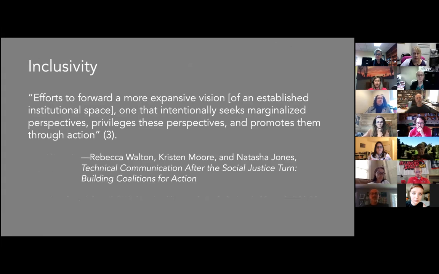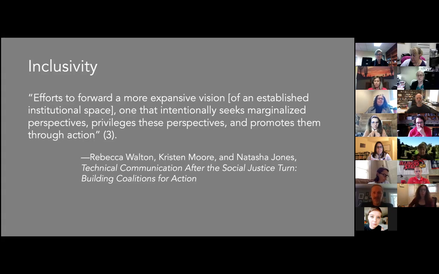And so this is a definition of inclusivity that I've been working with, and it's from Rebecca Walton, Kristen Moore, and Natasha Jones' book, Technical Communication After the Social Justice Turn. And they define it as efforts to forward a more expansive vision of an established institutional space, one that intentionally seeks marginal perspectives, privileges these perspectives, and promotes them through action. So that's a particular definition of inclusivity that informs my thinking. And then this is how I interpret that definition.